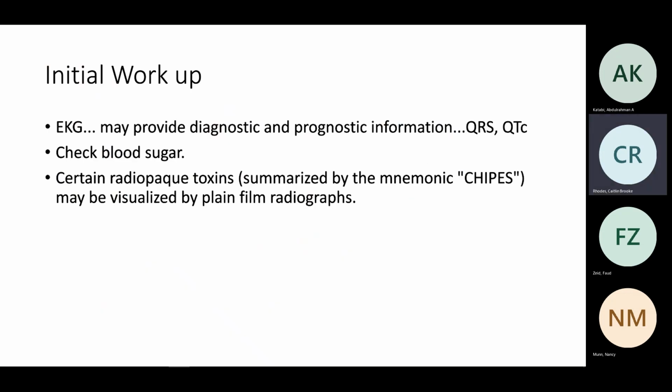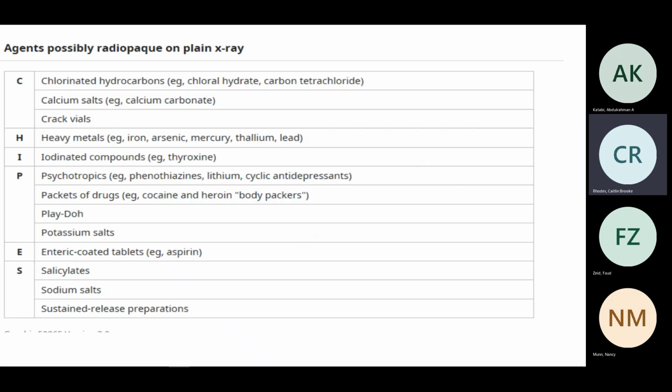Initial workup. Initially you can do an EKG and see if there are any changes. They can give you diagnostic and prognostic information. So a wide QRS gives you some clue, as do QTc prolongations. As I mentioned, you check blood sugar, and X-ray can give you some clues because some drugs can be radiopaque on the X-ray, as you see here.